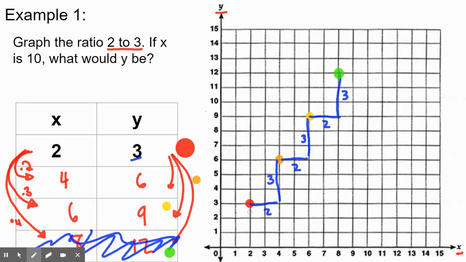You can also extend this back the other direction. If we go down 3 and then over 2, you'll see that we end up back here at 0, 0. That's actually what we should expect when we're graphing a ratio. You should always have a point right at the origin. The last part of this that we need to do is just connect all of our points. So, in an ideal world, you'll do this in as straight of a line as possible.